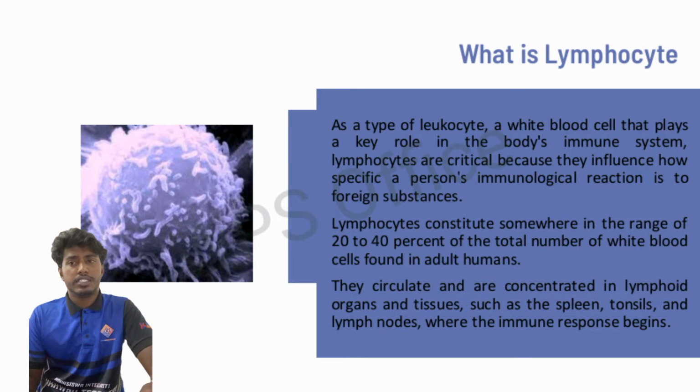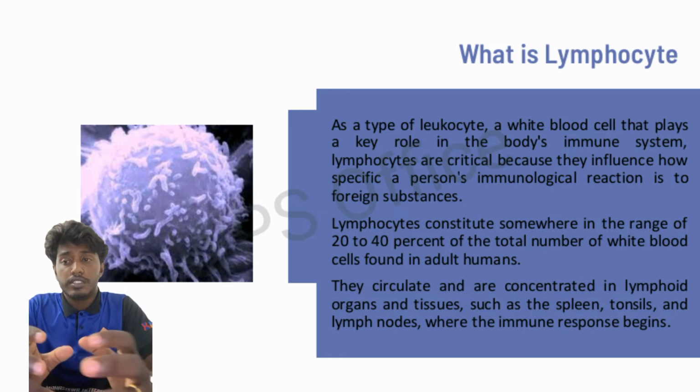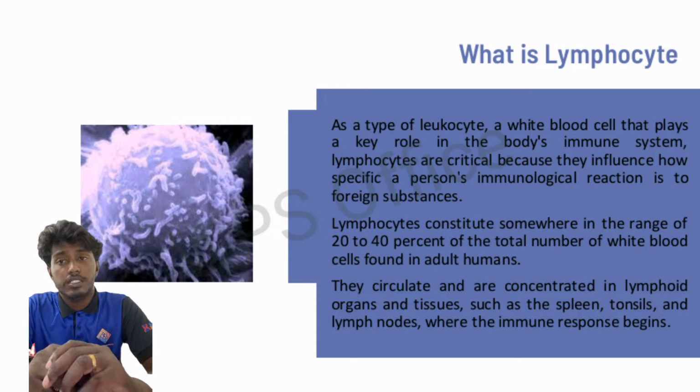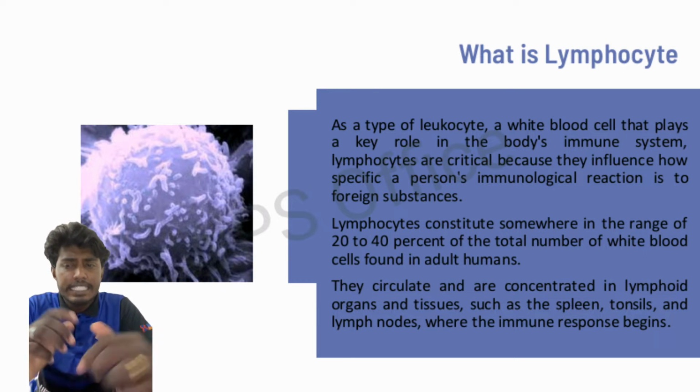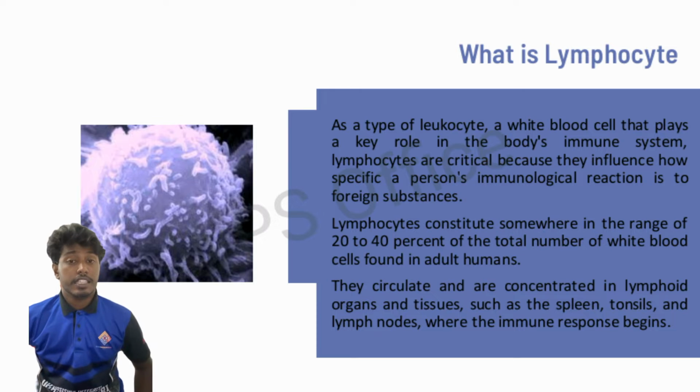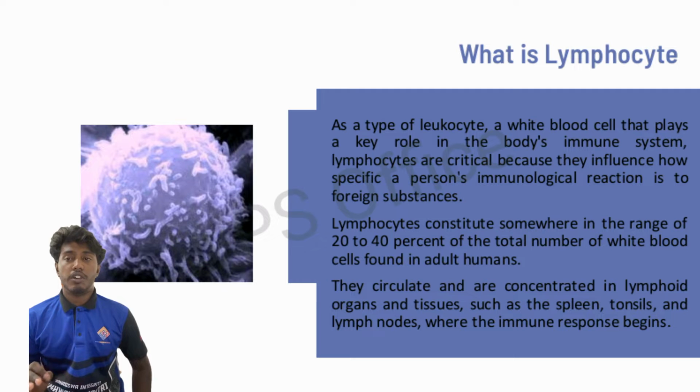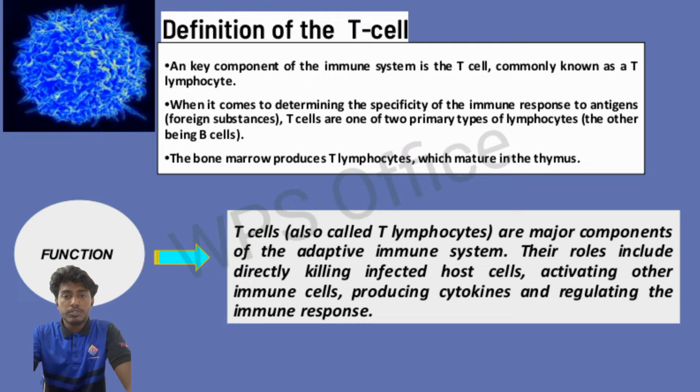Lymphocytes are critical because they influence how specific a person's immunological reaction is to a foreign substance. Lymphocytes constitute somewhere in the range of 20 to 40% of the total number of white blood cells found in the adult human. They circulate and are concentrated in the lymphoid organs and tissues itself. Examples of lymphoid organs and tissues are the spleen, tonsils and lymph nodes, where the immune response begins. Following on, let's define the T cell.